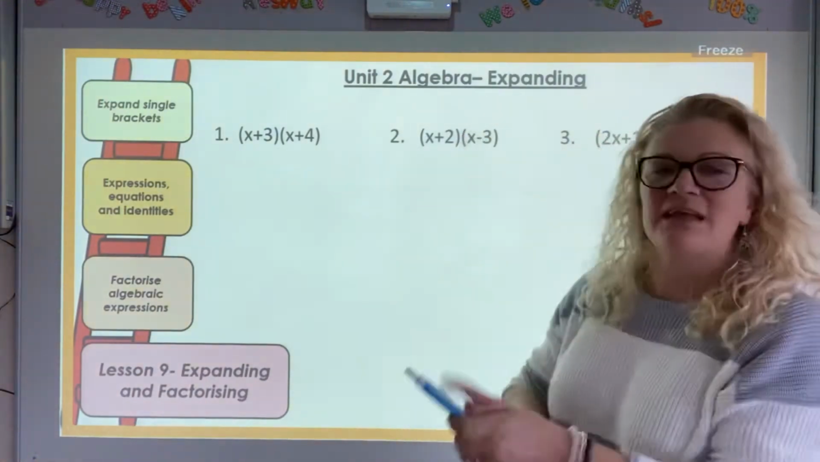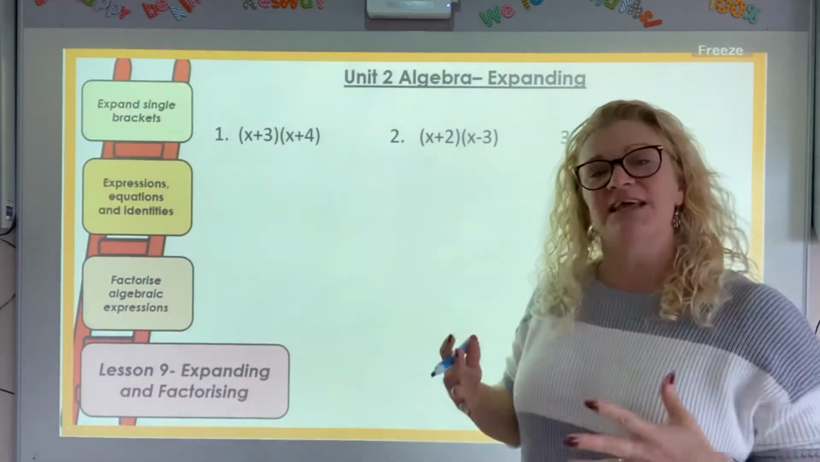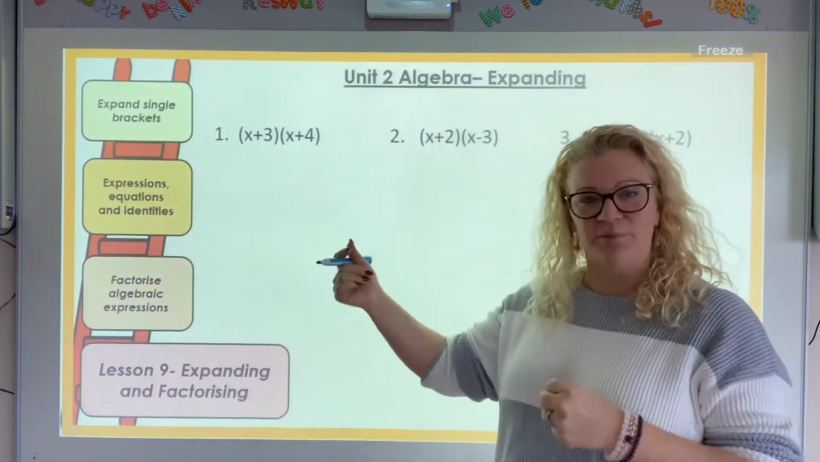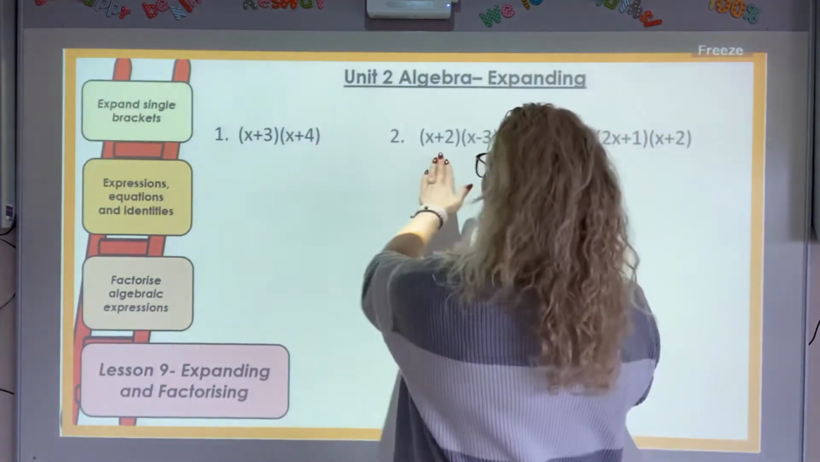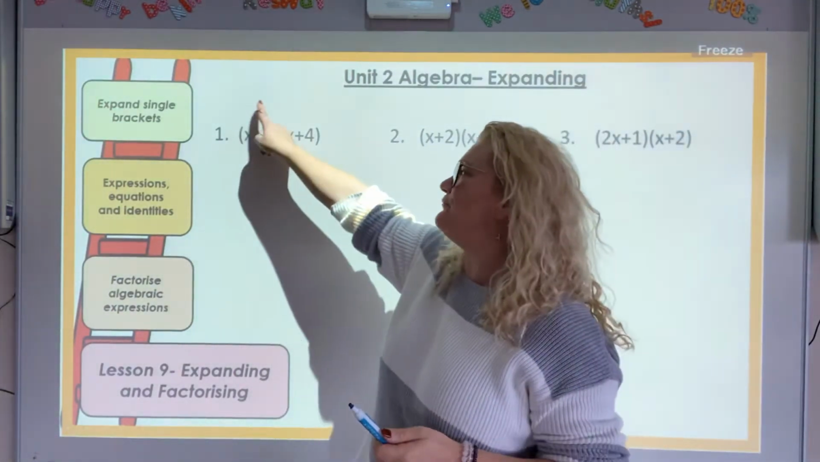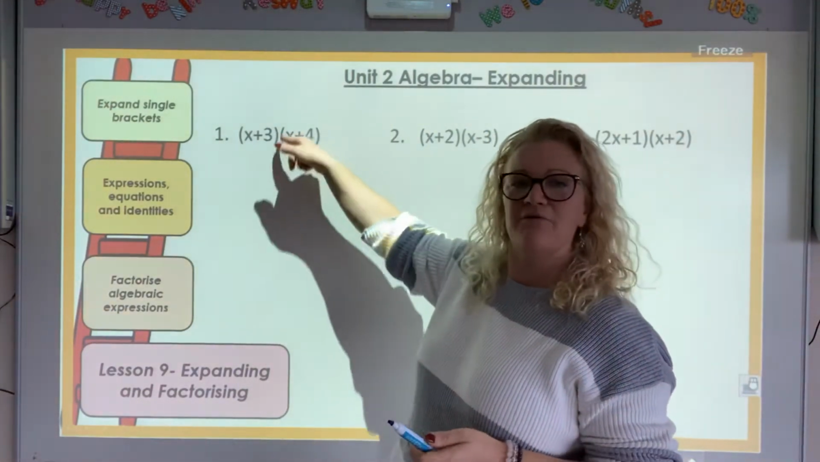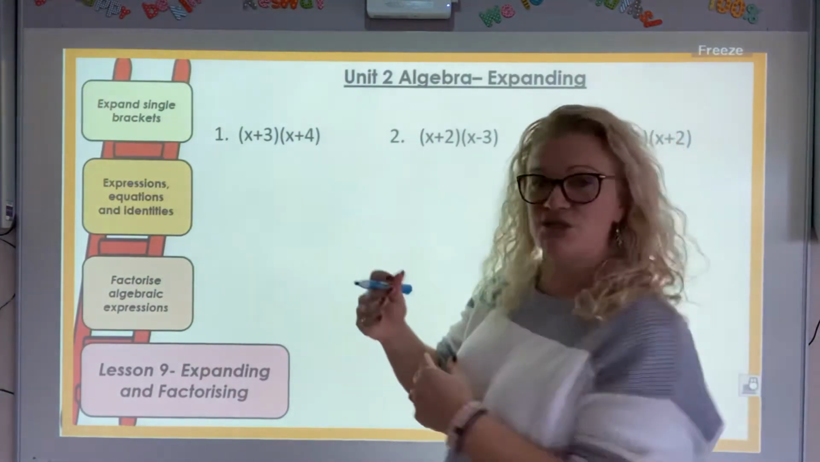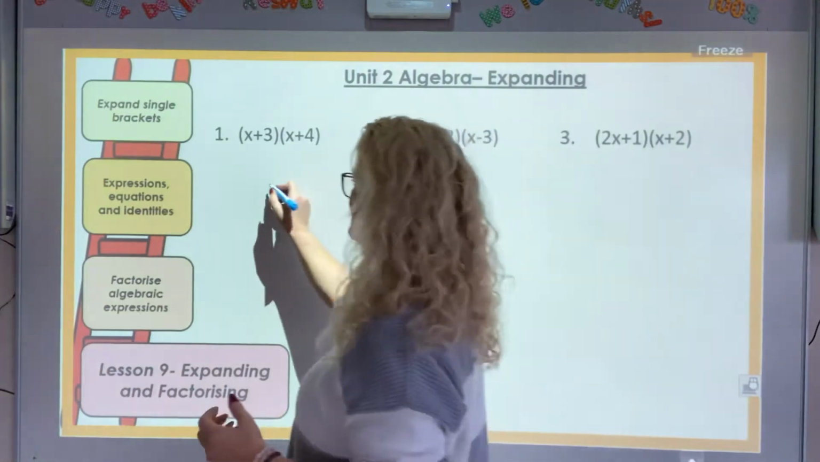So now we're looking at double brackets, and in exactly the same way that we had a single number times the number in the brackets, if you have 2 brackets together, that means you're going to want to multiply everything in this bracket by everything in that bracket. It's a little bit like if you were to do 2-digit by 2-digit multiplication.